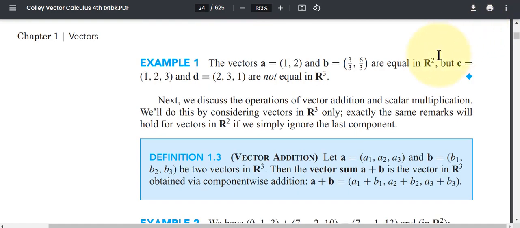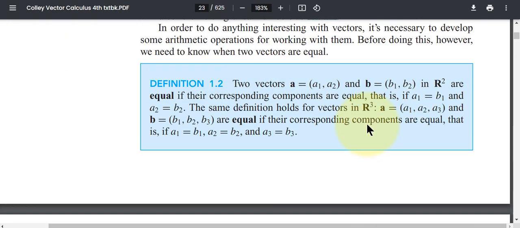Just to make that clear, they say that even though these vectors C and D have the same elements, they're not called equal vectors. They might be called equal as sets, but they're not called equal vectors.